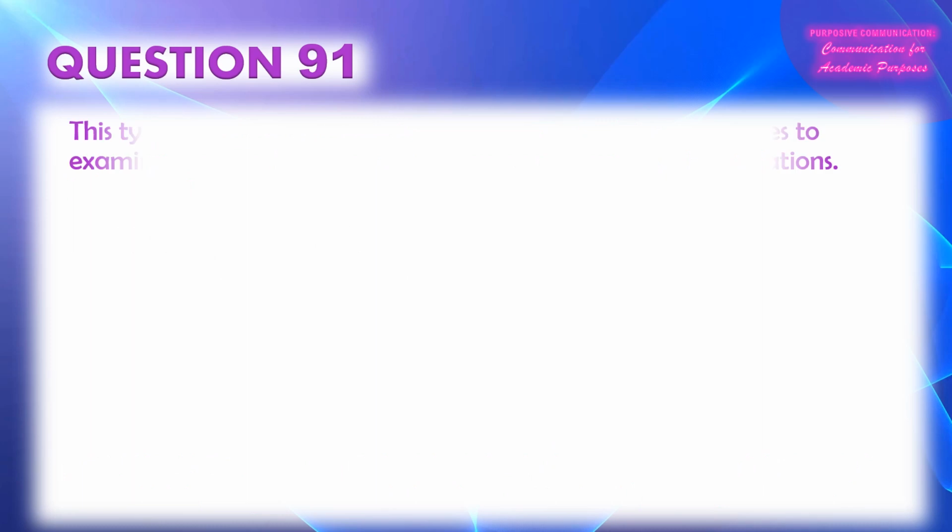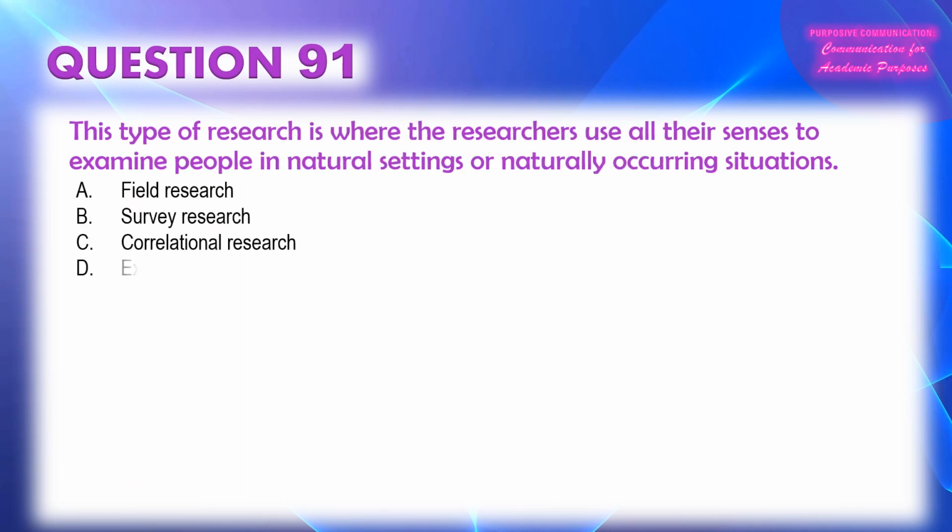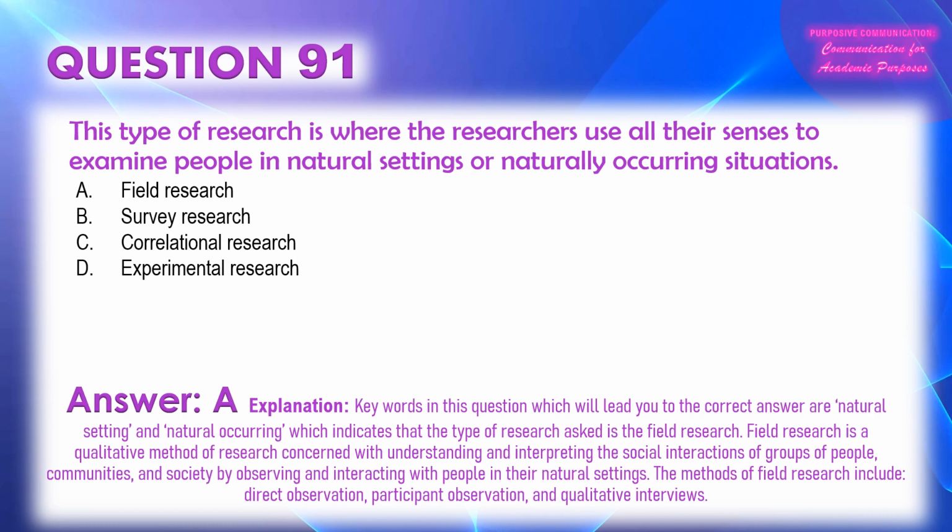Question 91. This type of research is where the researchers use all their senses to examine people in natural settings or naturally occurring situations. Answer: A. Field research. Keywords in this question which will lead you to the correct answers are natural setting and naturally occurring, which indicates that the type of research asked is the field research.